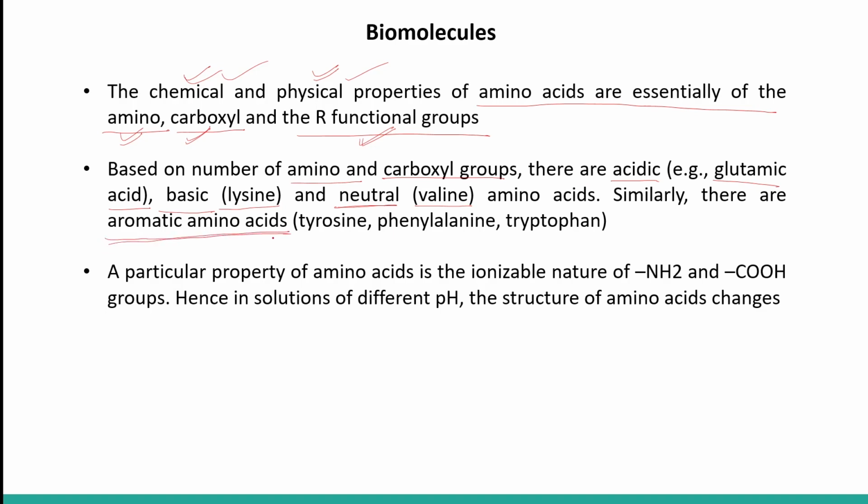Similarly, there are aromatic amino acids, where the R group has an aromatic group. There are 3 different amino acids that come under the aromatic group, that is tyrosine, phenylalanine and tryptophan. These are the 3 different aromatic amino acids. So you have to remember this. Sometimes questions are asked on these types of amino acids.